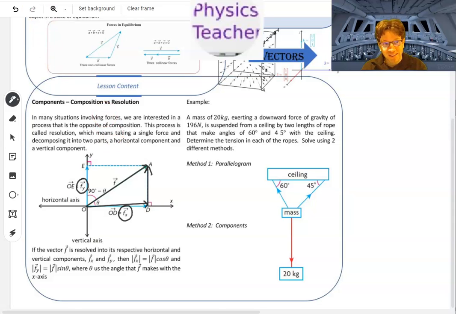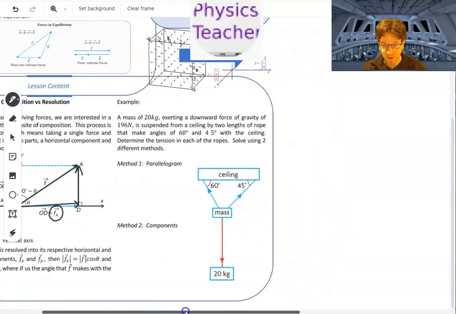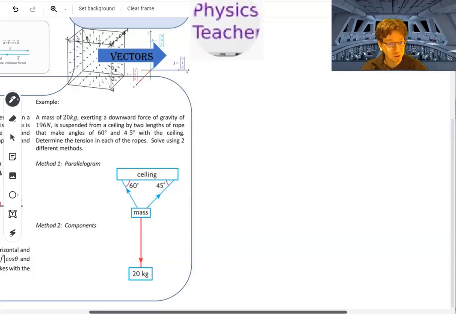Does anyone have any questions with that? If there's no questions, then what I'll do is a little example problem right here. And I'll do it with two methods. One that we are now familiar with, our parallelogram, and the other one with components. So first, let's start with the parallelogram.